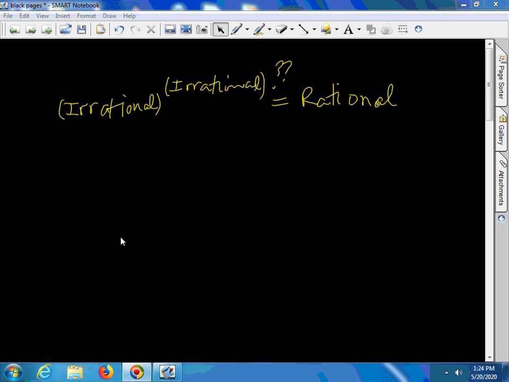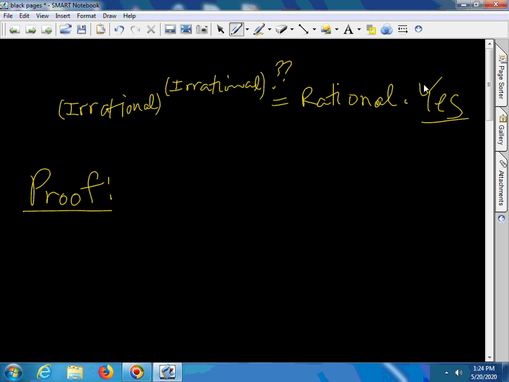Is it possible that you raise one irrational number to another irrational number and you get back a rational number? The answer is yes. And we're going to prove this. It's called an existence proof.